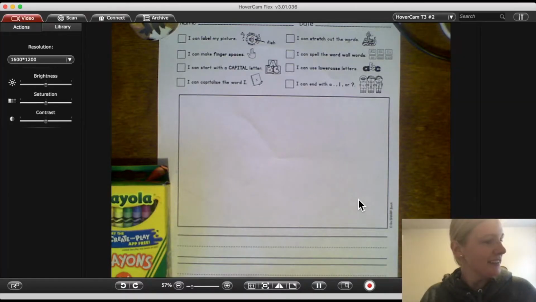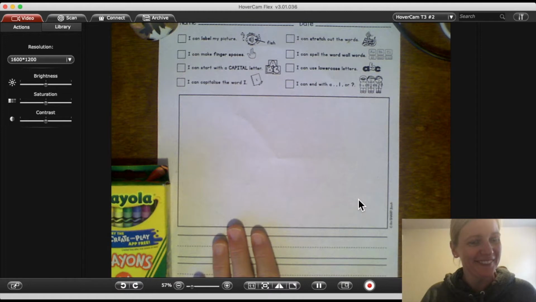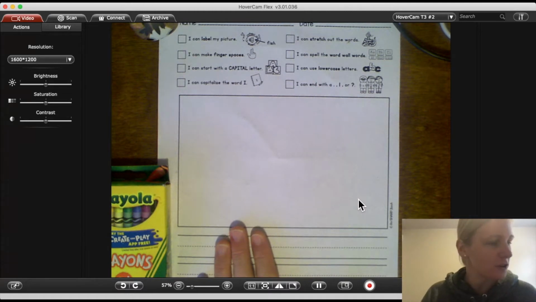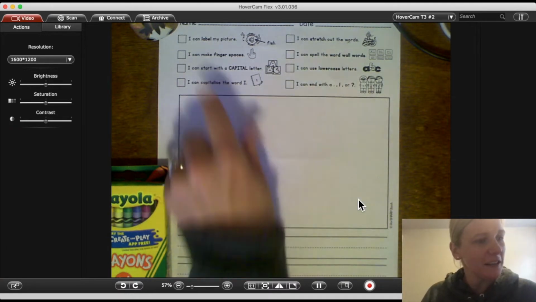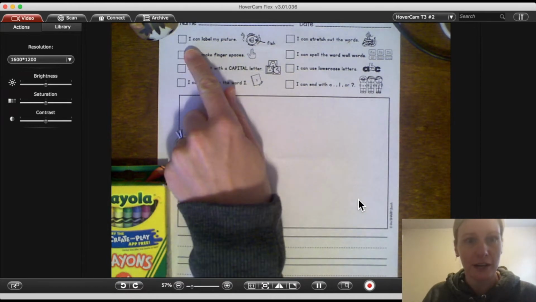Hi, kids. Does this paper look familiar? You're right. It is the paper that we use for our journal writing at school. Let's take a look up here and see if we can remember all of our checklist.